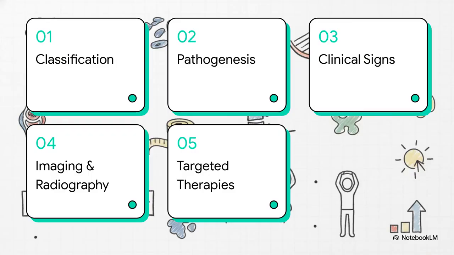So, here's our roadmap for The Explainer. First, we'll cover the classification of the SpA family. Second, origins and pathogenesis. Third, clinical signs and symptoms. Fourth, radiographic features and imaging. And finally, we'll wrap up with targeted therapeutic interventions.